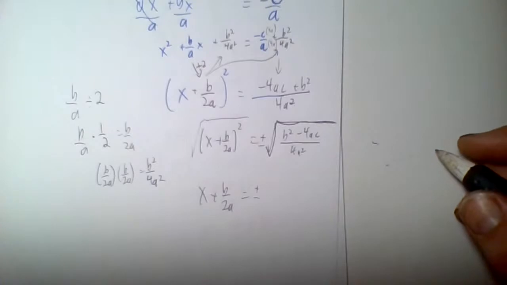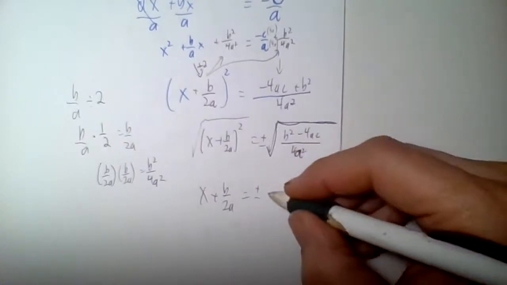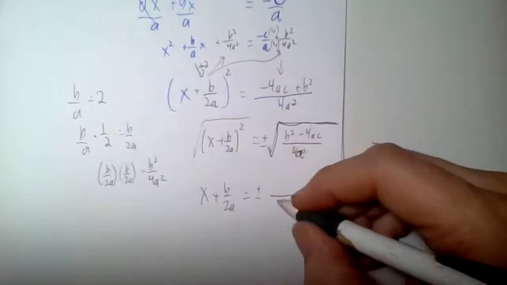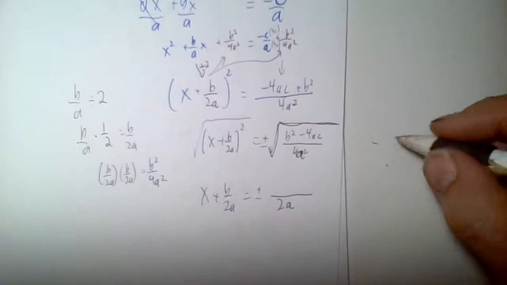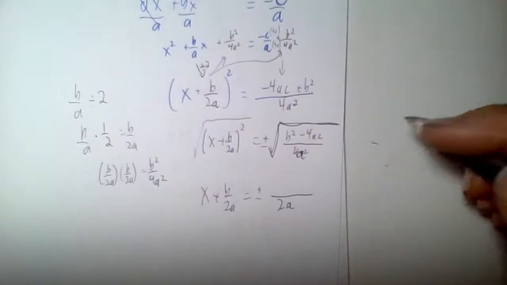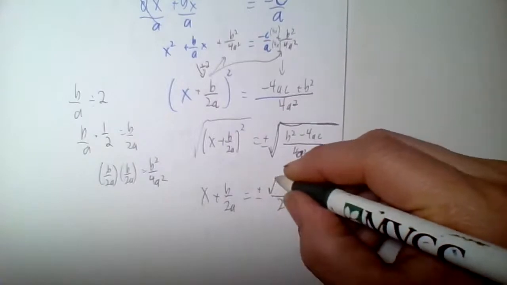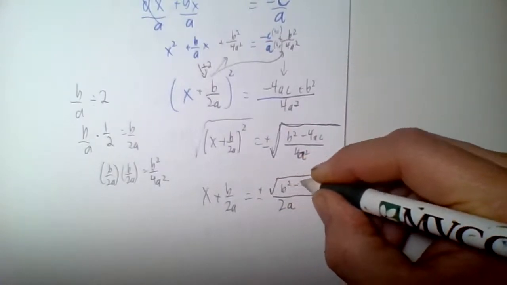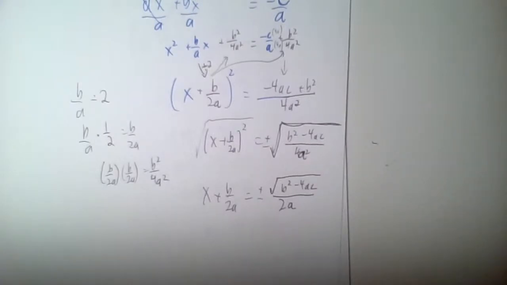Good news is the bottom 4a squared is a perfect square. So the square root of 4a squared is just 2a. That's good. The bad news is the top doesn't really simplify. I got unlike terms in there. I don't have any simplifying I can do on that. So this piece stays b squared minus 4ac. That's as good as I can do on that.